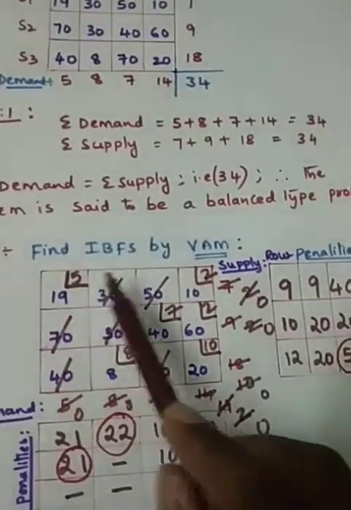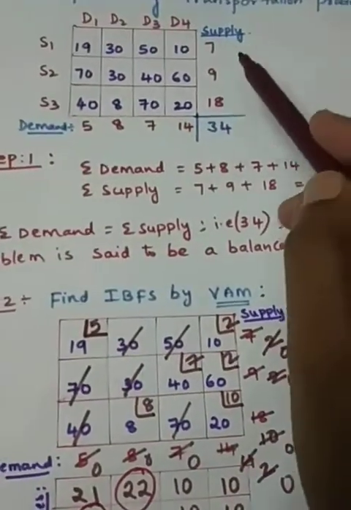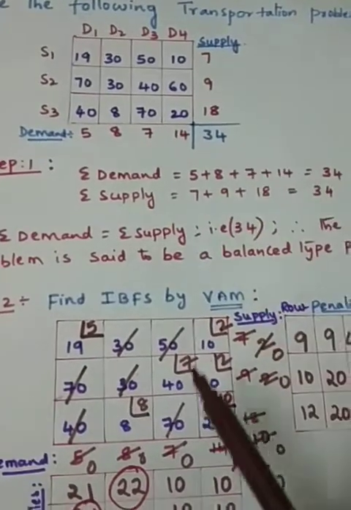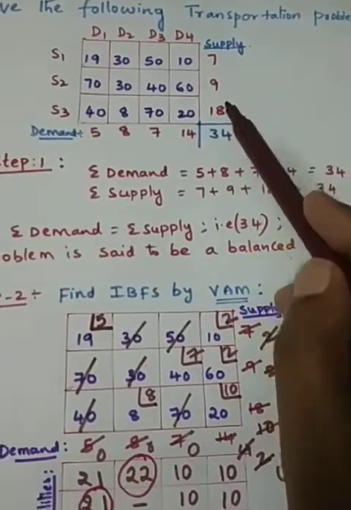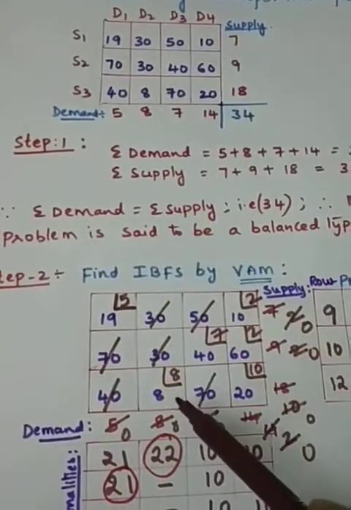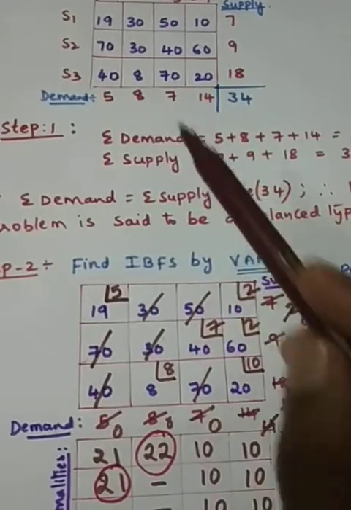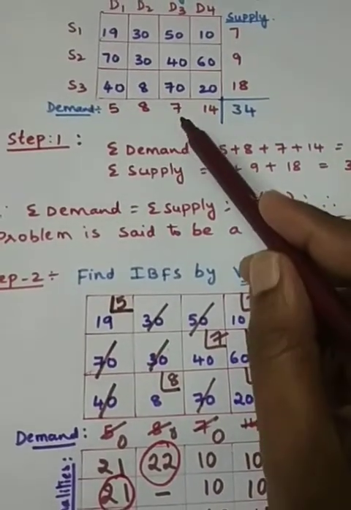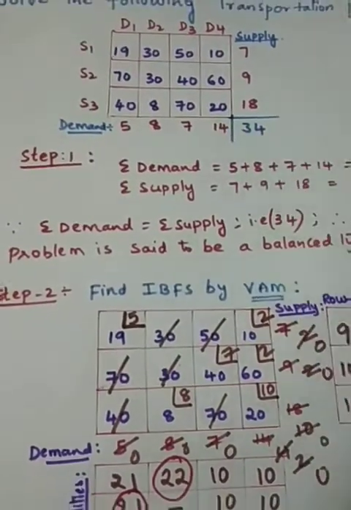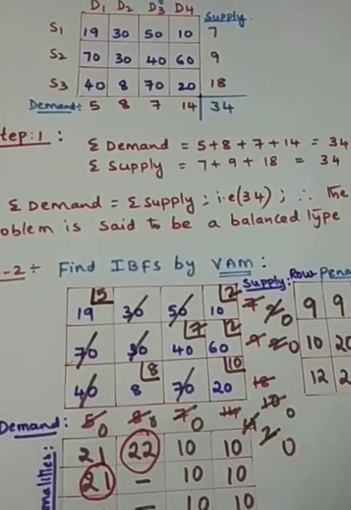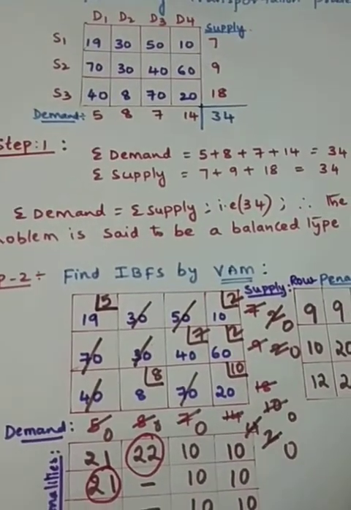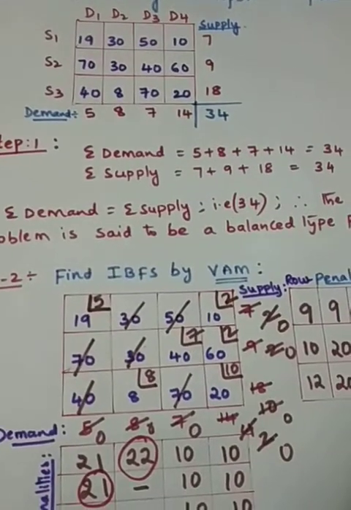Now let us verify. 5 plus 2 is 7. Here you can see, 7 plus 2 is 9. Next, 8 plus 10 is 18. Similarly, here you can see the value is 5. Next, 8, the value is 8, which has been satisfied. Here the value 7 is satisfied. Next, 10 plus 2, 4, 12. 12 plus 2 is 14. So now most of the cells have been occupied according to the requirement. Therefore the initial basic feasible solution has come to an end.